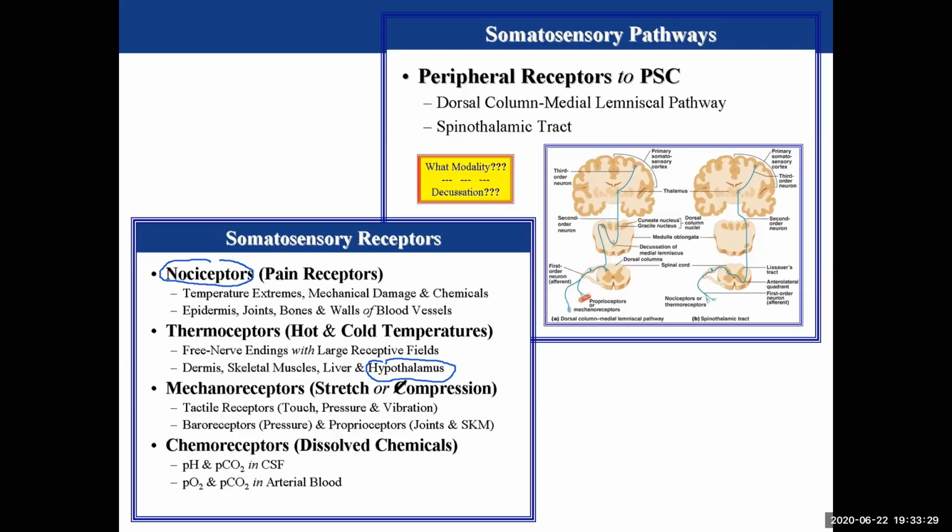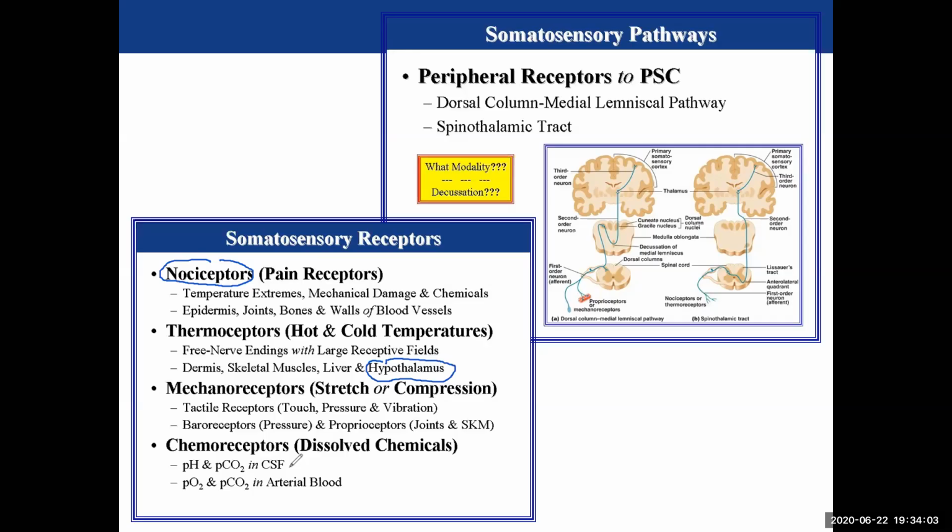Mechanoreceptors, detecting stretch and compression. So tactile receptors like touch, pressure, and vibration. Baroreceptors and pressure. We're going to come back to them when we talk about the cardiovascular system. And then proprioceptors in joints and skeletal muscles. And chemoreceptors, detecting proton concentration, partial pressure of CO2 in the cerebral spinal fluid. This is for the brain to detect the level of CO2. And we're going to learn that too.